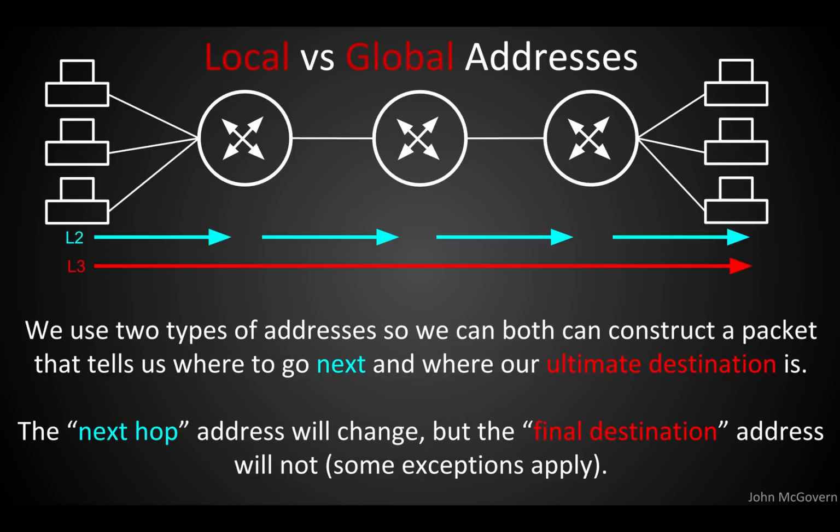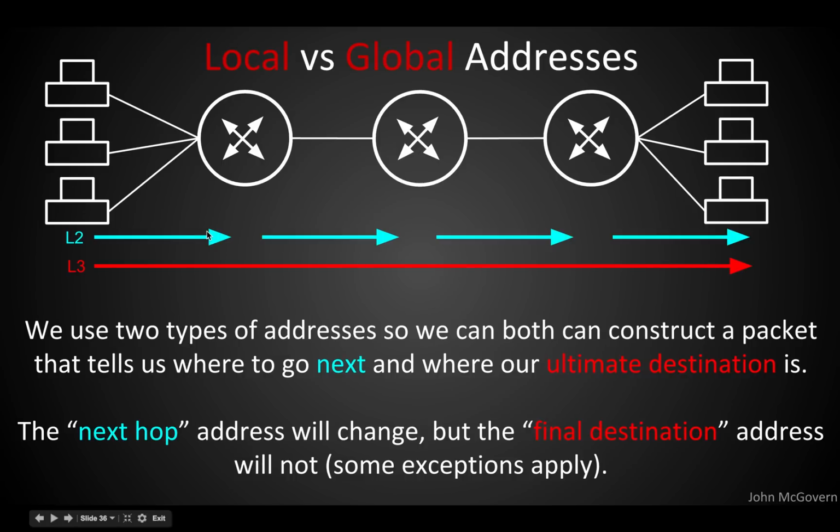local versus global addresses. And this is really important. We use two types of addresses so we can construct a packet that tells us where to go next, local delivery, and also where our ultimate destination is. So we talk about what our next hop is, router to router to router to the end device in this illustration. But all through that, see this red line here, we want to maintain our idea of a final destination.